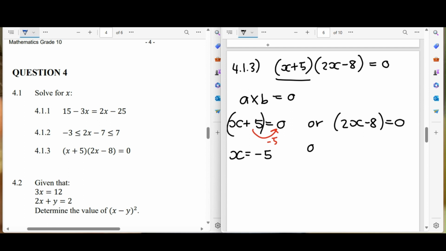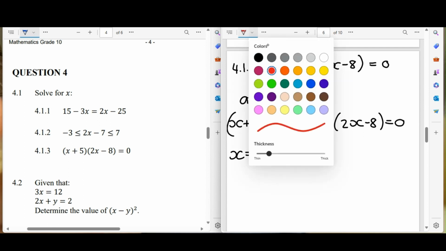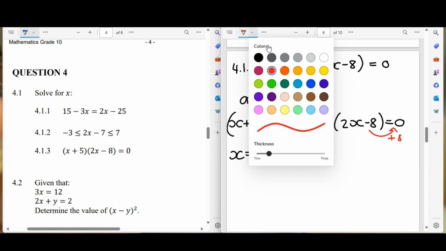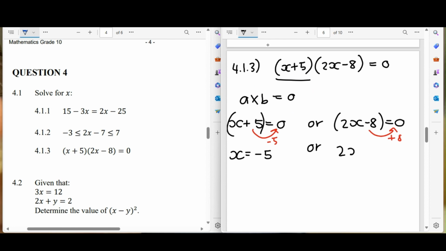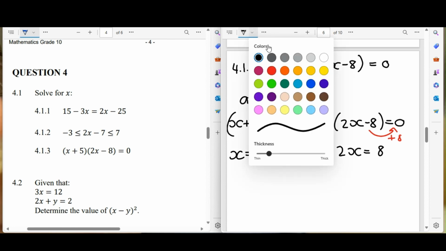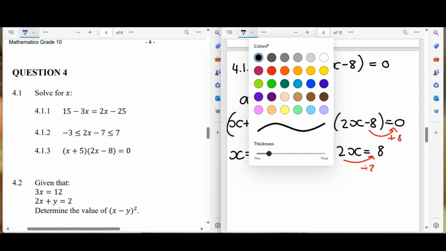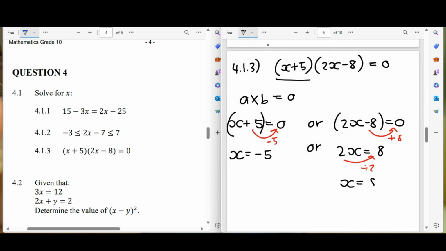Or on the other side, a little bit more work, we're going to take the minus 8 across. Remember, minus 8, if we take it across, it becomes plus 8. So we are going to end up with 2x is equal to 8. Take the 2 across, so I was timesing by 2, now I'm going to divide by 2 on that side. So we're going to have x is equal to 8 divided by 2. So x is equal to 4.